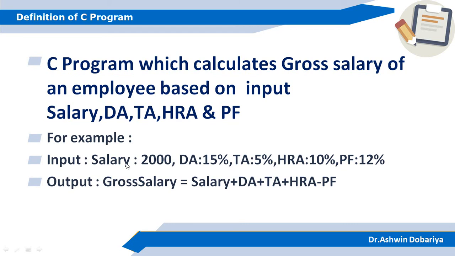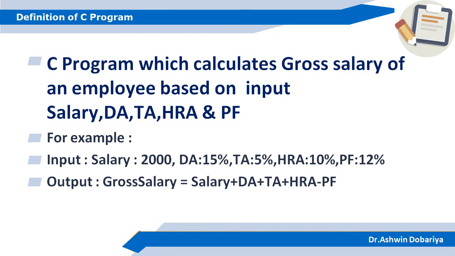For example, if you input a salary of 2000 and DA 15%, TA 5%, HRA 10% and PF 12%, then based on these percentages and the salary, what is the total, or you can say the gross salary? The formula, as you know, is salary plus 15% of this 2000 that we have to add, then 5% of 2000 that we have to add, then 10% of 2000 that we have to add accordingly. But PF is always minus; the remaining things are generally added in the gross salary.